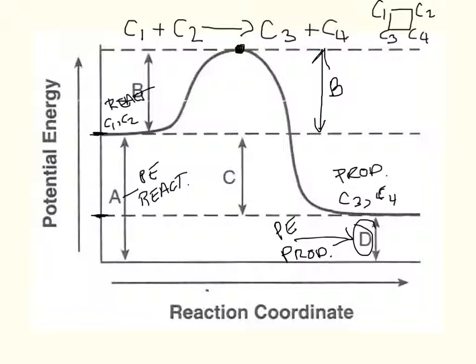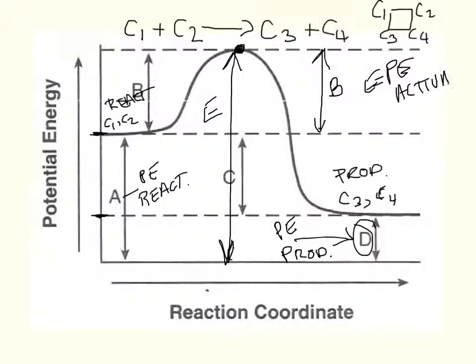And that energy, we're going to draw a new line here. We're just going to go through C, and we'll call that letter E. Letter E is the potential energy. So E equals the potential energy of the activated complex. Right, activated complex. And that is the maximum energy that you're going to see in the system at any one time.